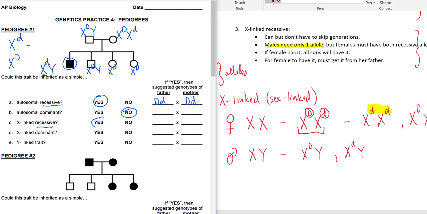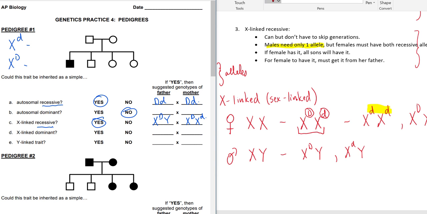So it's possible it could be sex linked and father would be X capital D Y and mom X capital D X lowercase d. So mom's a carrier. All right. A carrier is somebody who does not show the disorder but carries an allele for the disorder. All right, I'll pause the video and then set up for X-linked dominant.